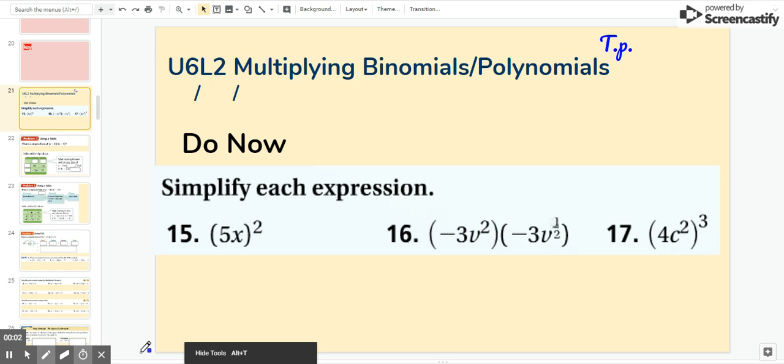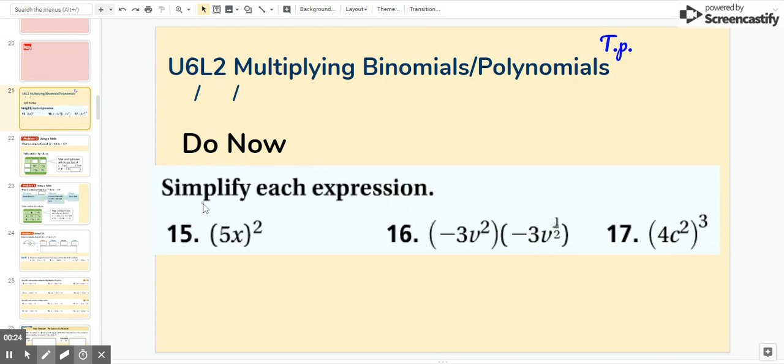In this lesson, we're going to talk about how to multiply binomials and polynomials. We talked about binomials and polynomials. Binomials have two terms. Polynomials have more than one term, or monomials. So let's go over the do now question first.